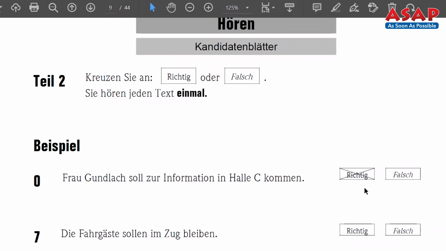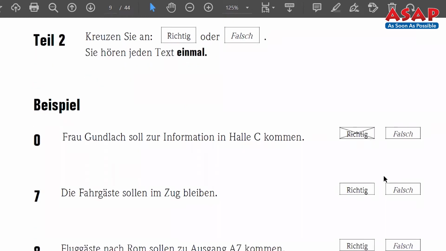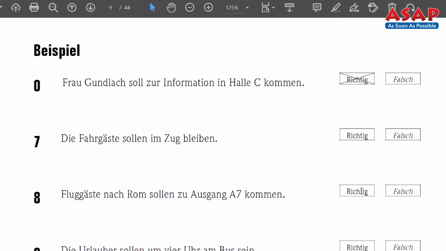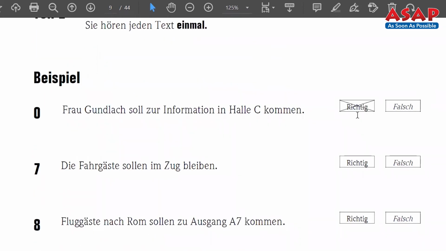So even if you don't understand the audio and the sentence, even if you select random answers, there are chances that out of these four questions, two will be correct. Okay, so now you understood here how to select that. You have to cross the correct answer. If you think it is richtig, then select it by crossing it.